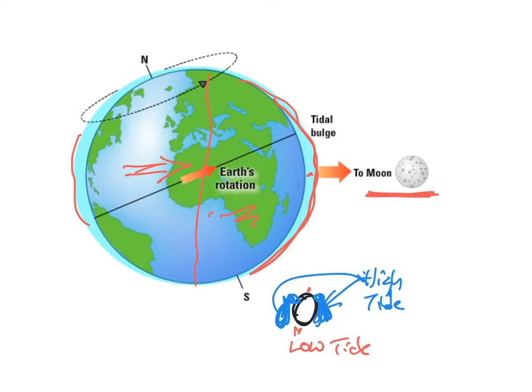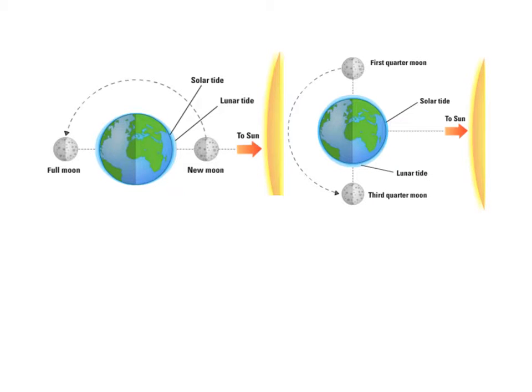Now remember, the Earth rotates, so as the Earth is rotating, it's rotating through these tidal bulges, and that's how we have a high tide and a low tide going on throughout the day. Now you'll often hear when we're talking about tides, and in the lessons, you'll hear of what we call a spring tide and a neap tide.